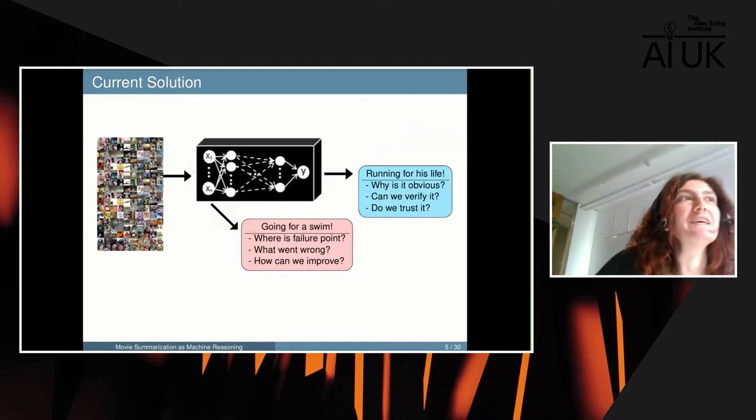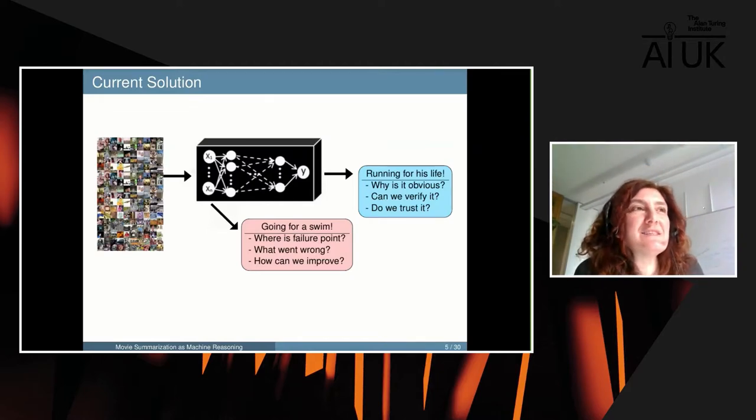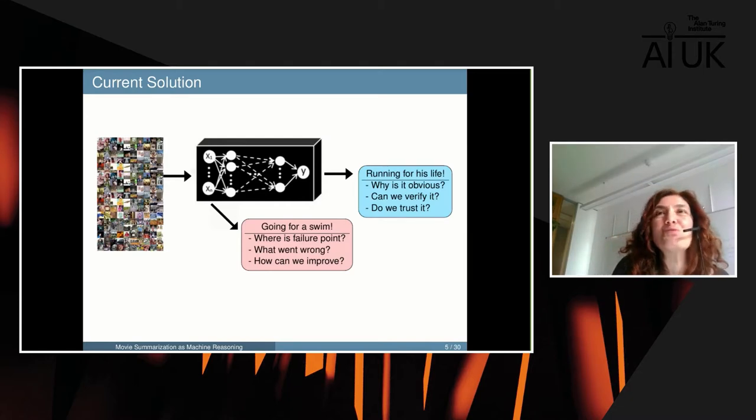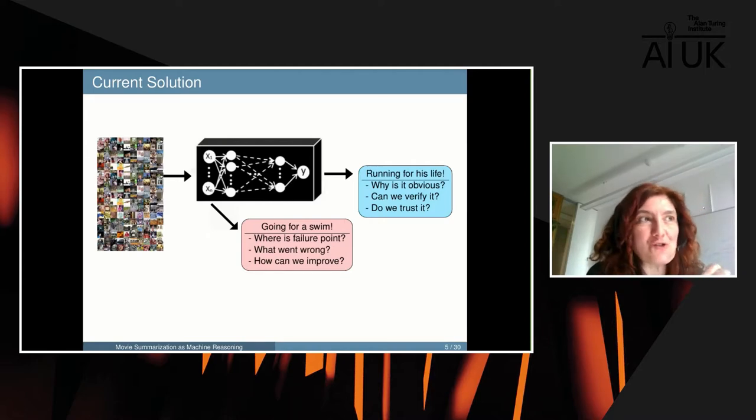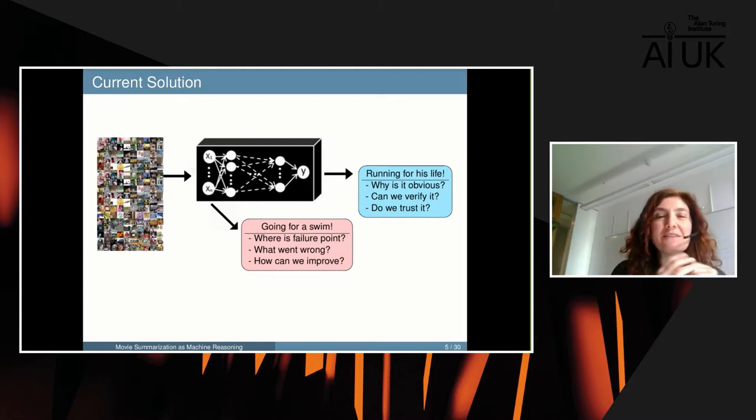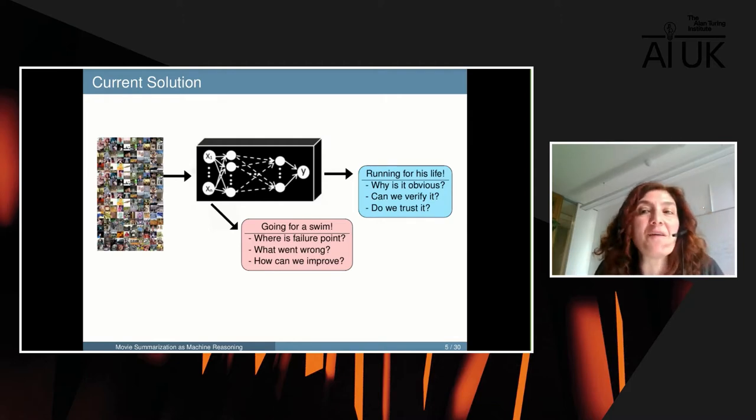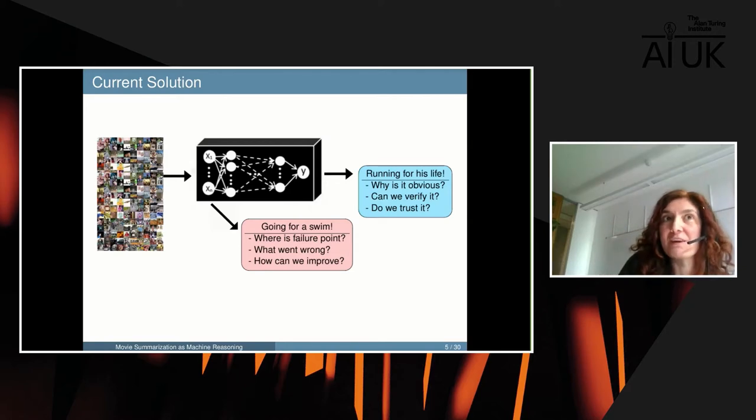Okay, so how do we currently solve this problem? Well, this is a task that people do a lot in computer vision, and it is called image-based question answering or visual question answering. The usual solution is we take a lot of data, millions of images and questions and the right answers, collect this data and give it to a fine neural network, and the network will try to learn the right answer. So in our example, it may say the man is running for his life, which is correct, or it may give you the wrong answer, which is he's going for a swim.